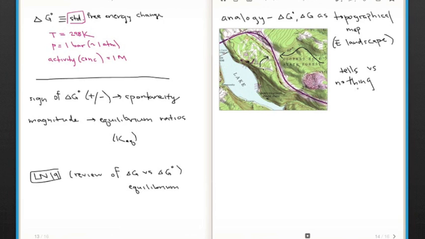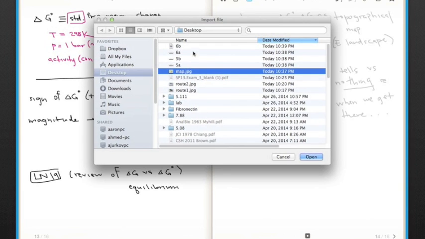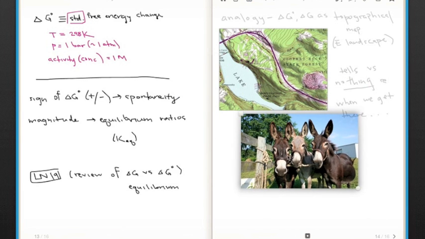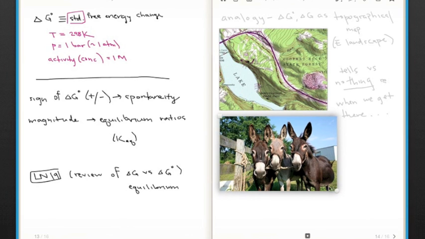Note, however, that this tells us nothing at all about how fast we'll get there, right? We'll have to wait until we get to the realm of kinetics, which we will discuss after exam 3. But thermodynamics, while being extremely useful in terms of planning and predicting what will happen, cannot help us with the rate.